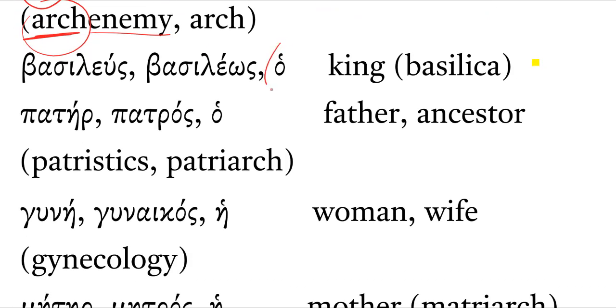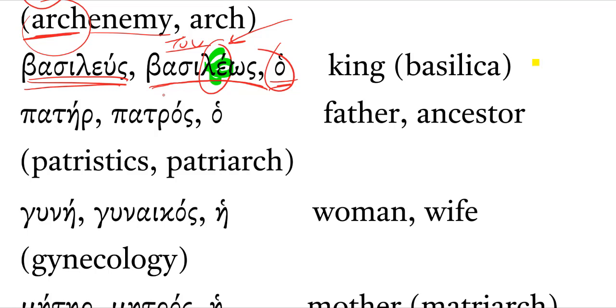Here we have the word ho basileus tou basileos, right? Basileos, right? I'm having trouble as I'm doing these for you. I want to put the emphasis on the right syllable, and my tongue is twisting a little bit. So ho basileus tou basileos, basileos. Ho basileus tou basileos is the word for king.